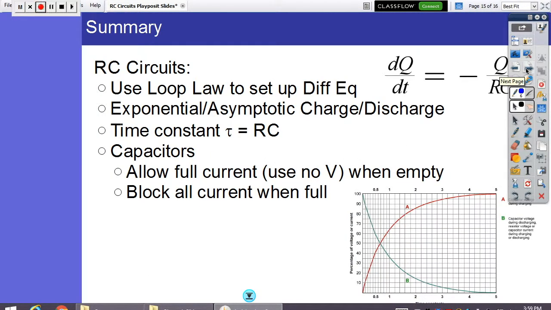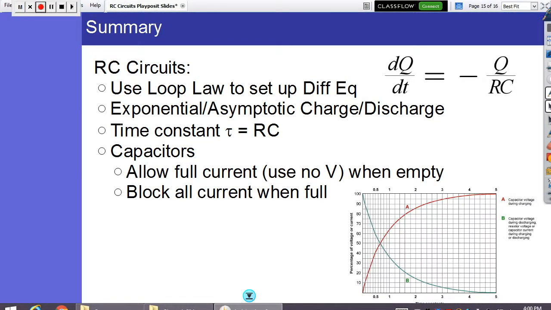Here's a little summary, and then I'll talk about tomorrow. We use our loop law to set up our differential equation. We solved that to find that the charge changes exponentially. This is exponential decay towards either fully charged or fully discharged, with some time constant, tau equals R times C. And capacitors allow full current. They don't use up any voltage when they're empty, and they block all our current when they're full.